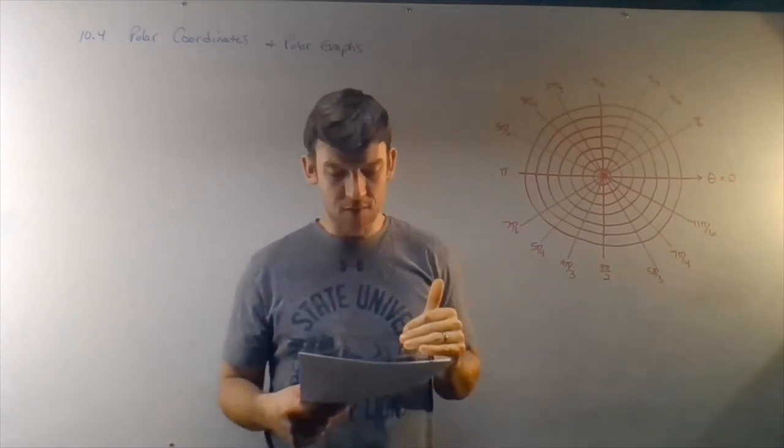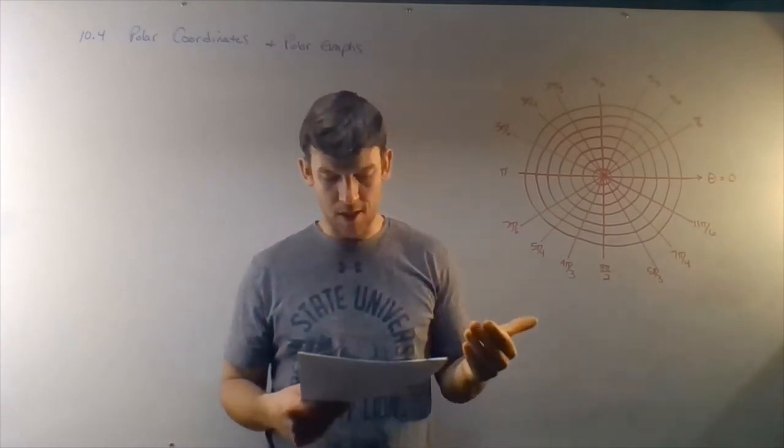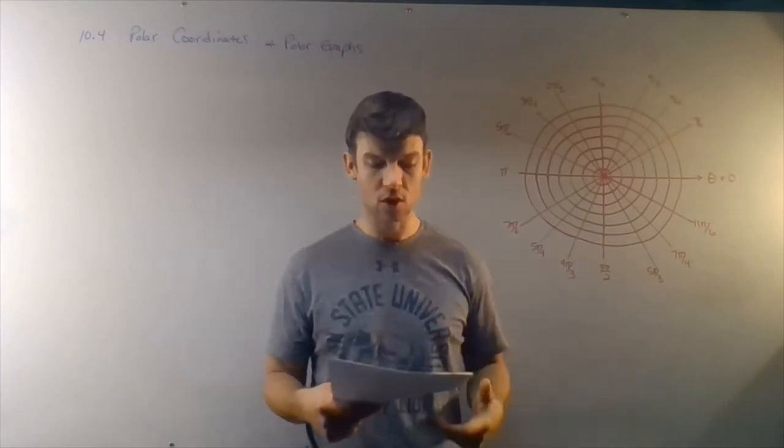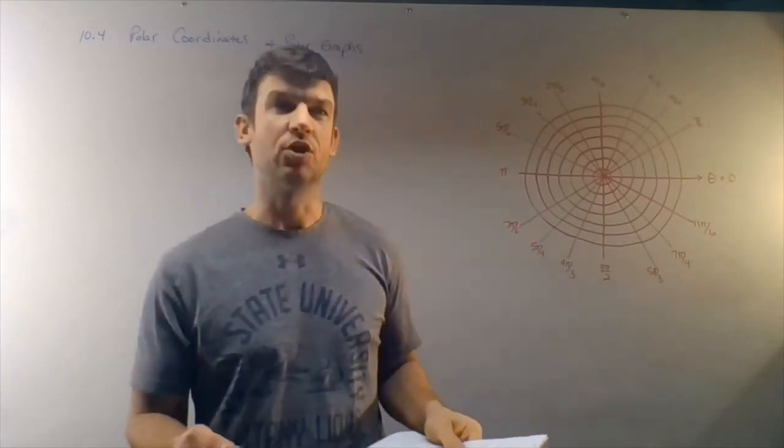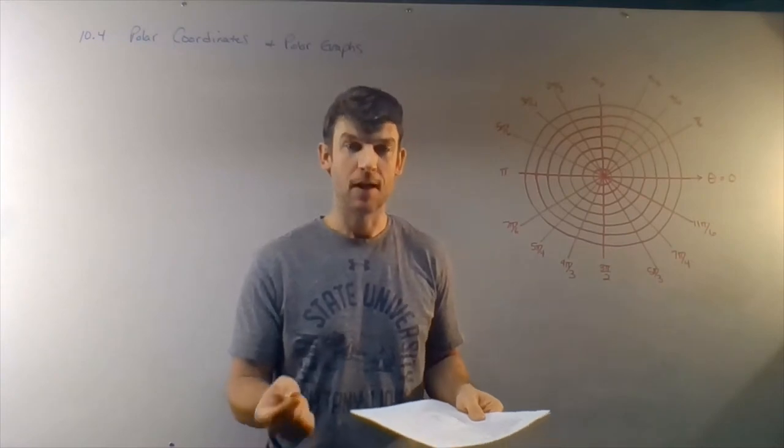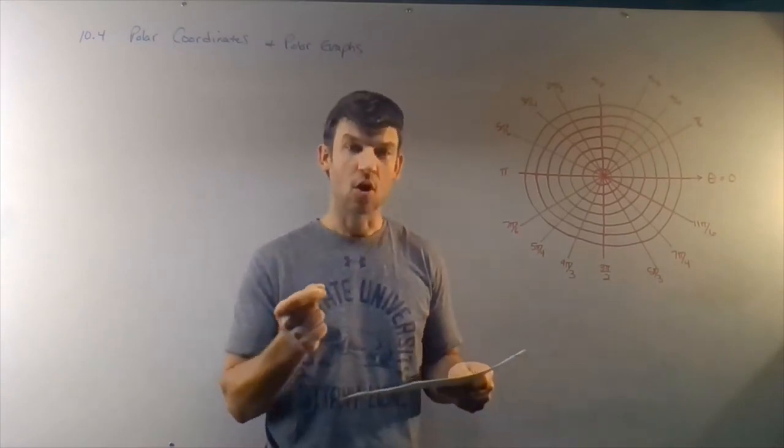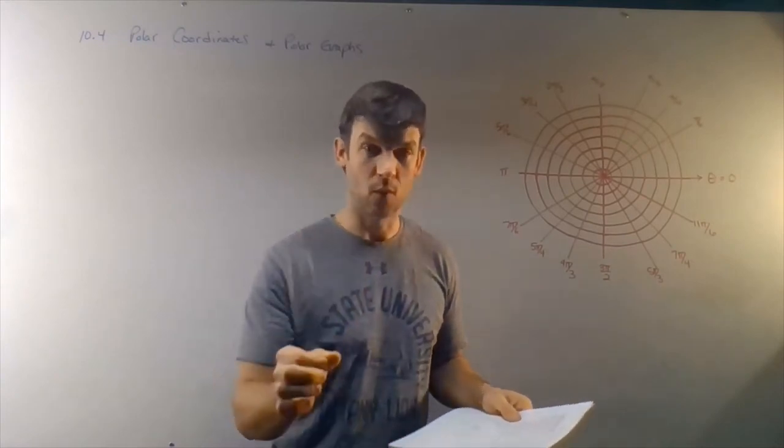You can read some of the stuff on your notes there. I kind of explained most of that. So let's start going through example 1, which is just graphing an ordered pair. Okay? But these ordered pairs are given to us in polar form.